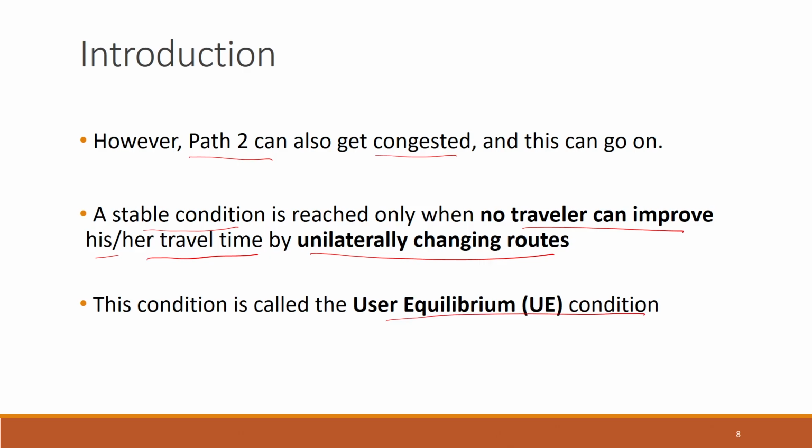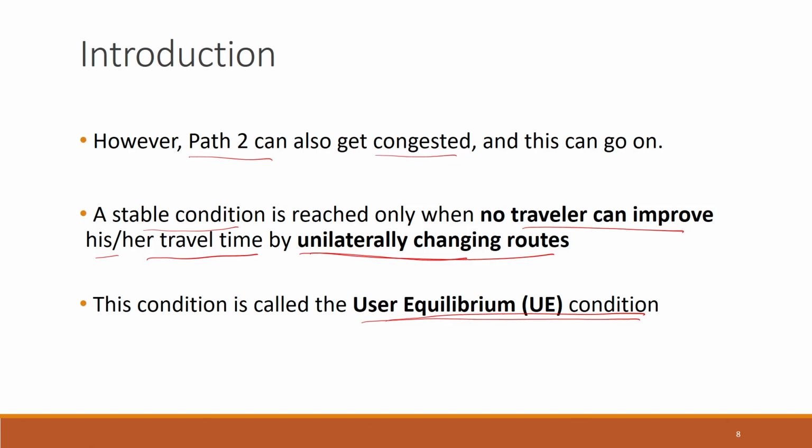So in this condition, there is no incentive for any traveler to change his or her decision on what route to choose, given that no one else decides to change their decision. That is what we mean by unilaterally changing route. So no traveler has an incentive to change his decision of route. That condition is called the user equilibrium condition. So then that's a stable condition.